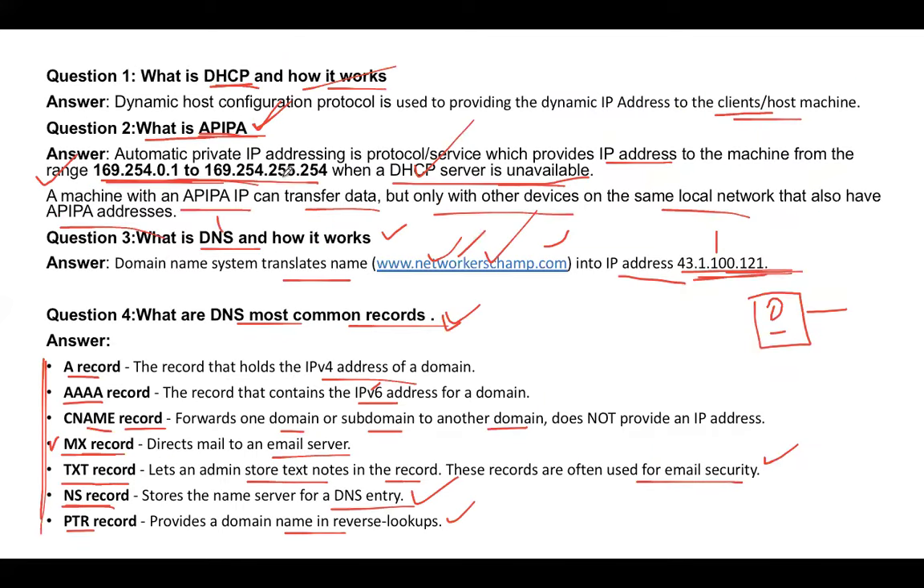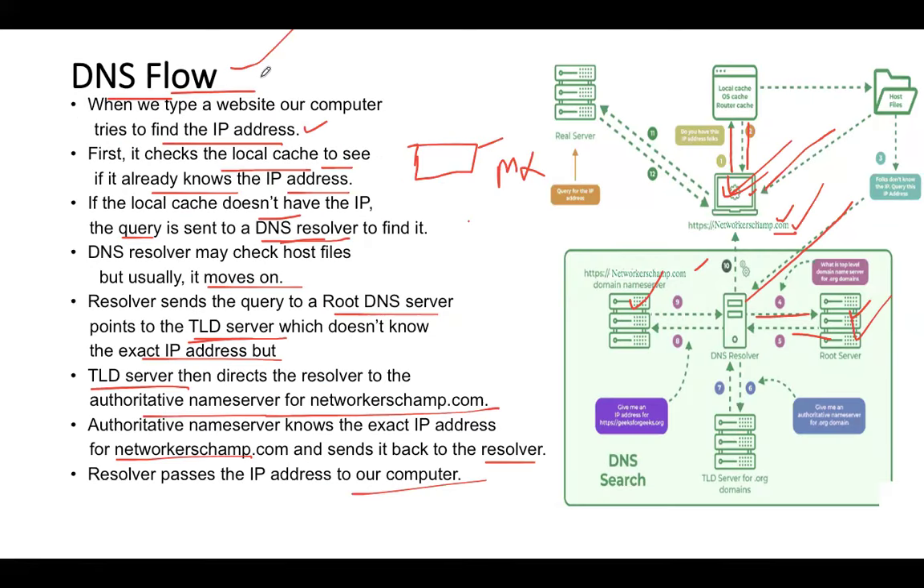Again, what is DNS and how does it work? The most commonly used DNS records and the DNS hierarchy. They may ask, can you explain what the DNS hierarchy is? So this is the DNS hierarchy, or maybe the DNS flow.